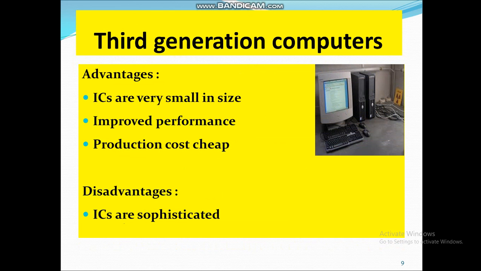Advantages of the third generation: ICs are very small in size. Number 2, improved performance. Number 3, production cost is cheap. And the only disadvantage is that ICs are sophisticated, so they go out of use very easily.